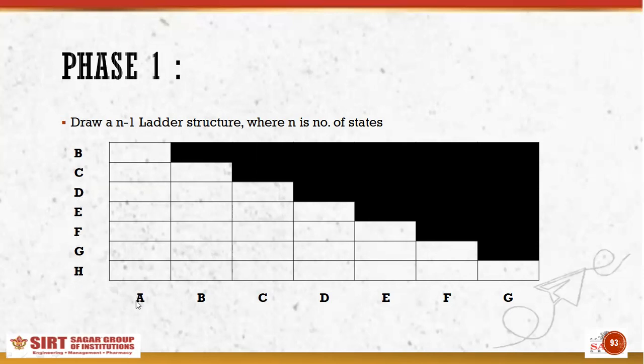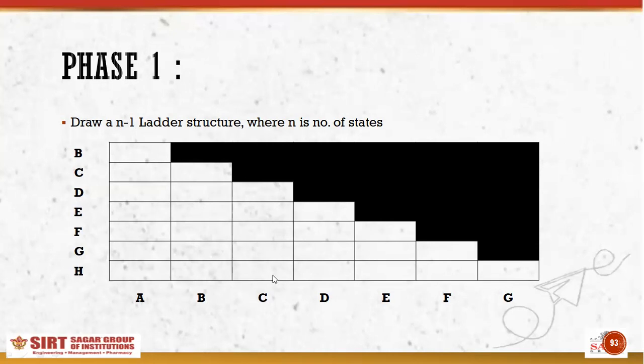When I am naming the columns of this ladder shape structure, I will leave out the last state of this machine, that is A, B, C, D, E, F, G only. H will be striked out here, because we are making an n minus 1 ladder shape structure.